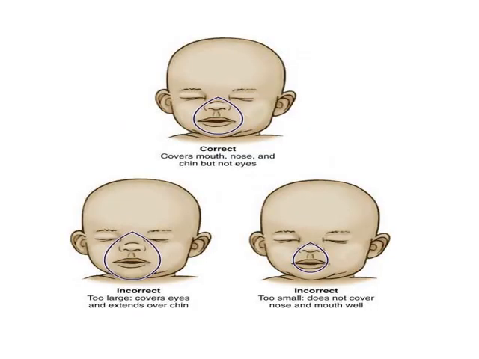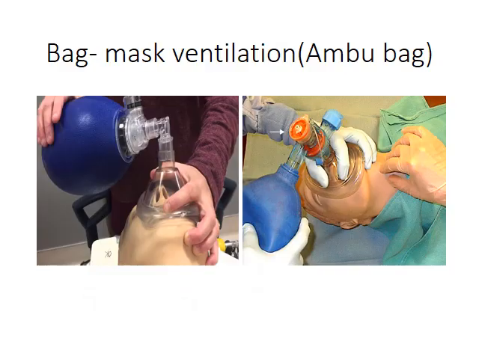The size of the mask for the ambo bag is very important. For the correct size, it has to pass from the nasal bridge here to the chin of the child. If it's too large, there will be leakage. If it is too small, it will not fit the child, and there will also be leakage, and this will lead to inadequate oxygenation to the child, because most of the air from the ambo bag will go outside and will not reach the lungs of the child.